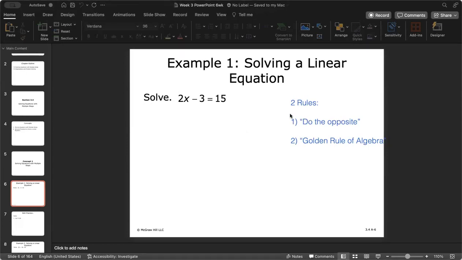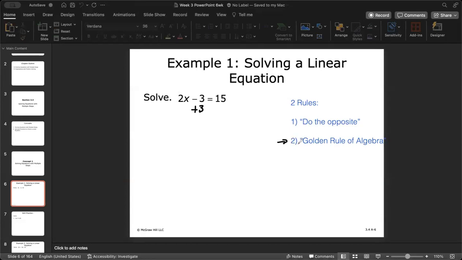Now that we know what we're going to start with, we can apply our two rules here. Focusing on the 3, we want to quote unquote do the opposite. Notice that the 3 has a minus sign in front of it. So what's the opposite of minusing 3? Well, we're going to add. And what are we going to add? The exact same thing. Opposite of -3 is +3. That's what it means: whatever you're doing at that moment, do the opposite of that, whatever you're trying to get rid of. And now the golden rule of algebra.